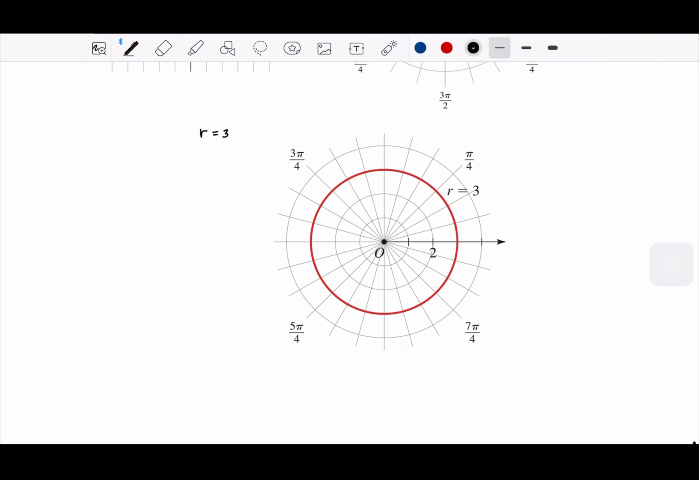And we could also think of r equal 3 in rectangular form. So we could square both the left and right hand sides. So we have r squared equal 9, and we know that r squared is x squared plus y squared, so x squared plus y squared equal 9. So what is this? This is a circle centered at (0, 0) with radius equal 3. The same thing. I hope you get what the connection is.